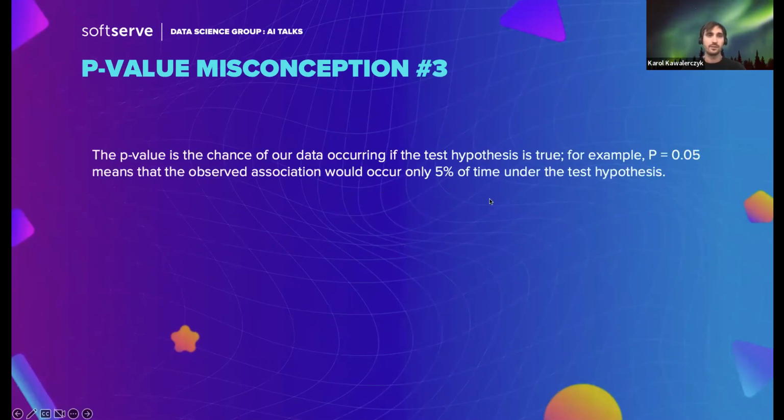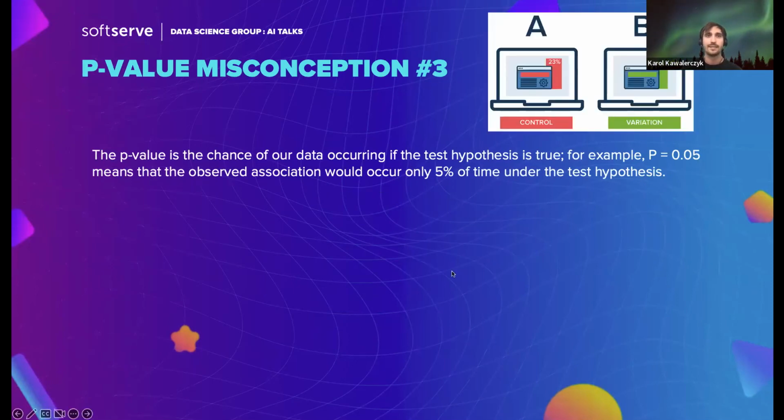The third misconception is: the p-value is the chance of our data occurring if the test hypothesis is true. For example, if p equals 0.01, it means that the observed association would occur only 5% of the time under the test hypothesis. And this was the tricky one, because it concerns the first part of our definition.